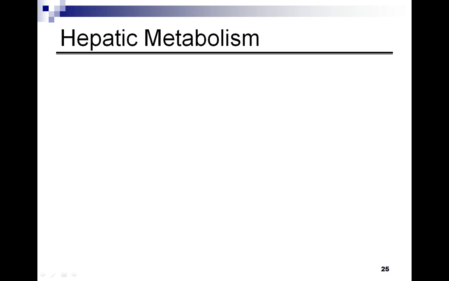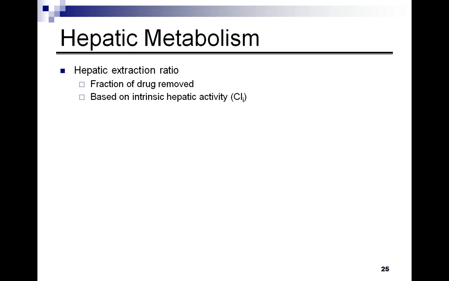Now, when we talk about hepatic metabolism, there are a few terms we need to define. The hepatic extraction ratio is talking about how much drug is removed by the liver for a given drug. And this is based on the drug's intrinsic hepatic activity, which our book calls Cl with a lowercase i. Hepatic clearance then is going to be based on the extraction ratio, which is how much drug the liver can take out of blood that's being sent to it, and also the blood flow. How much blood are we sending to the liver?